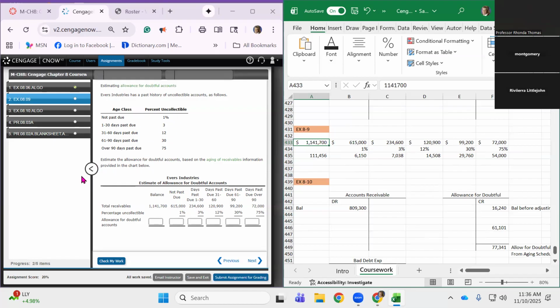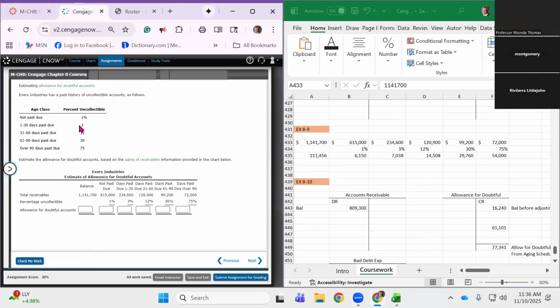This is what they call the percent of uncollectability. They have to give that to you. There's no way that you're going to know what that is. So even the amounts that aren't past due, there's a 1% chance. I don't know what industry we're in. They don't give us any of that. They say it's their past history. They say that at least 1% is still a possibility of not being collected on anything that's not past due.